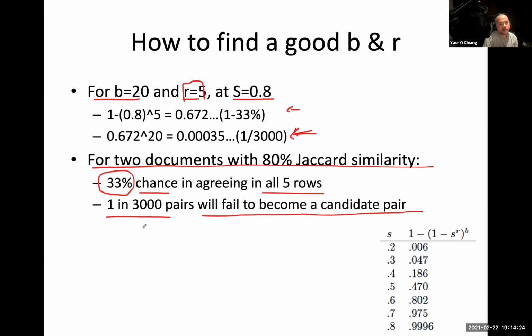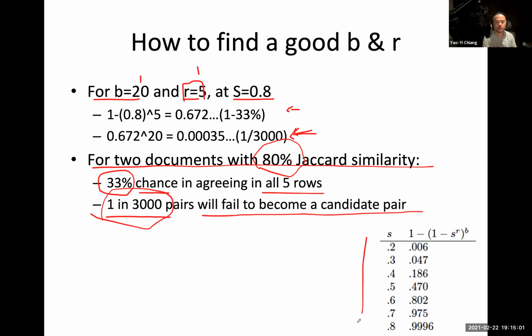What does this mean then? Well, this means, say if our similarity measurement is 80%, we want to have all the documents that are 80% similar. Then we use R equal to 5, B equal to 20. Will all documents that have 80% similarity become a candidate? No. You still have a small chance that some documents will not become a candidate pair.